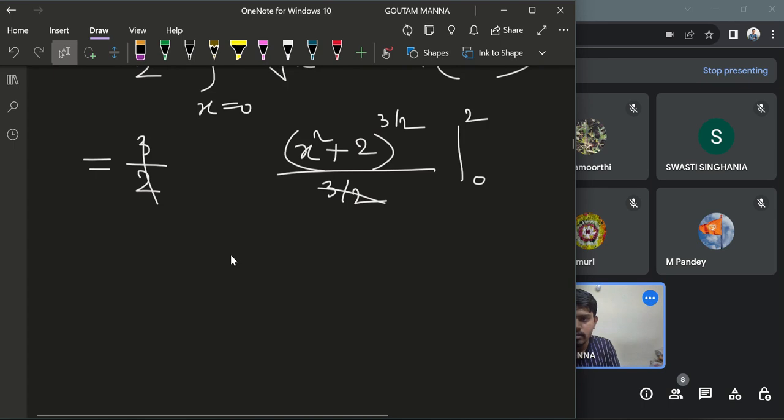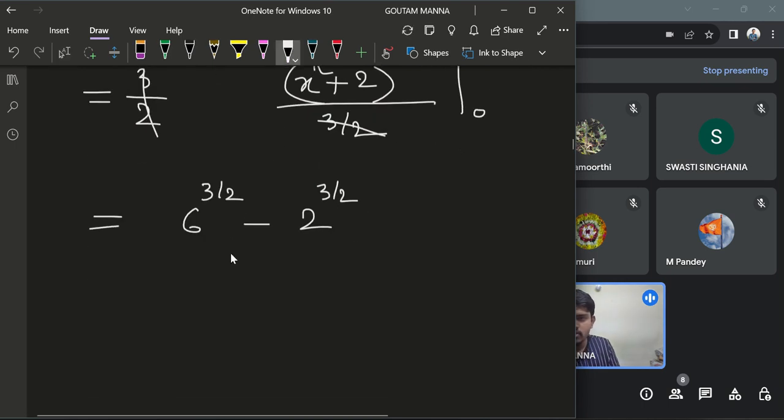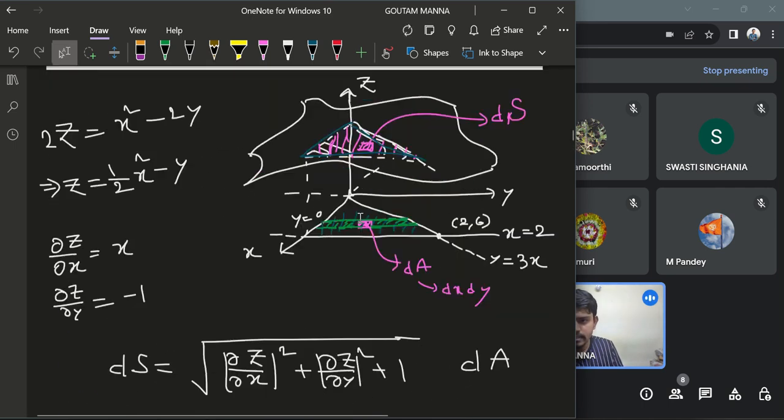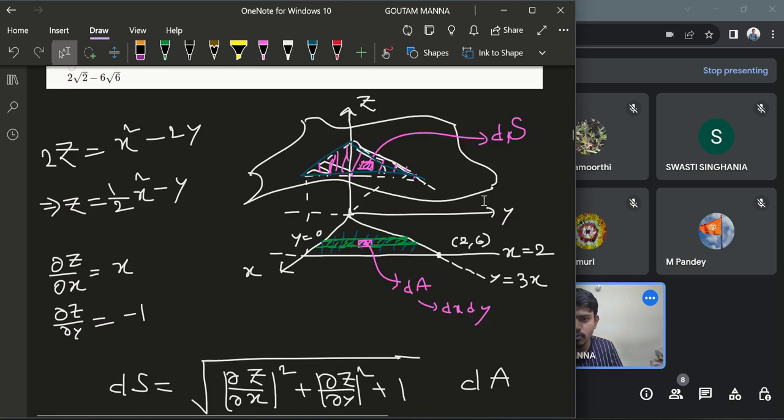3 by 2 and 3 by 2 cancel, and if I put the upper limit, x square is 4, plus 2 is 6, 6 to the power 3 by 2, minus, if we put the lower limit, it will be 2 to the power 3 by 2. And 6 to the power 3 by 2 is nothing but 6 root 6, and 2 to the 3 by 2 is nothing but 2 root 2. So this is the area of this curved surface: 6 root 6 minus 2 root 2.